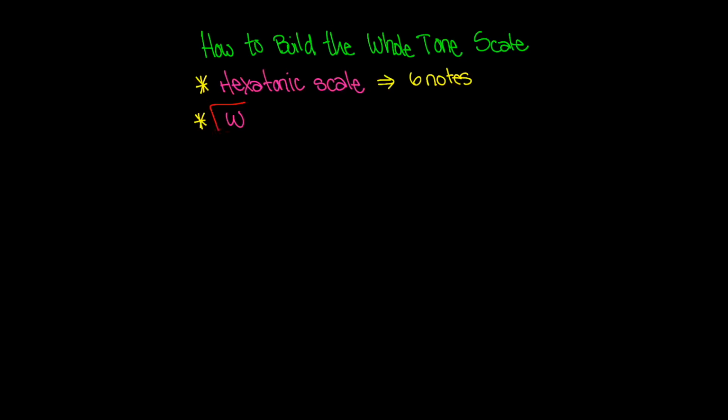Very simple scale. Just whole step, whole step, whole step, whole step. You get the picture. All right, so we're going to go ahead and try to build the C whole tone. For C whole tone, we're going to start with C, and let's do a whole step from that, and a whole step from that, and a whole step from that, and another whole step, and finally one more whole step.